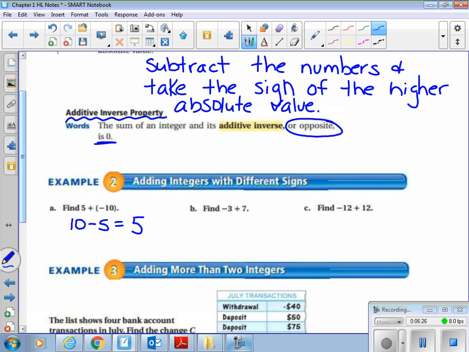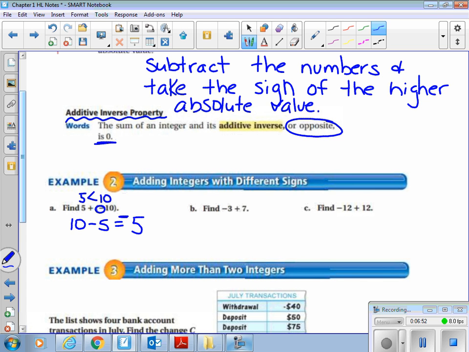And now I'm going to look at their absolute values. The absolute value of 5 is 5. The absolute value of negative 10 is 10. Since 10 is greater than 5, its absolute value is greater than that one, then we're going to take the sign of that number. So we're going to take the sign of 10, and if you look, the sign of 10 is negative. Therefore, my answer needs to be negative. So 5 plus negative 10 is negative 5.